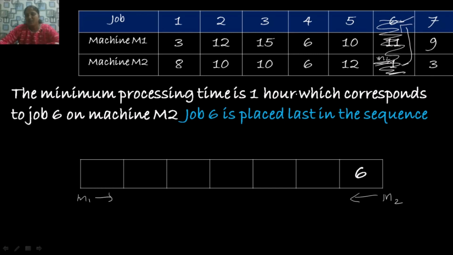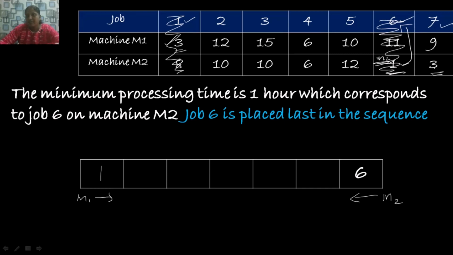The next minimum processing time is 3 hours. This corresponds to 2 jobs, that is job 1 on machine M1 and job 7 on machine M2. So the minimum processing time value falls on job 1 on machine M1. So you have to place job 1 first in the sequence, since it falls on machine M1. After this, you delete it.